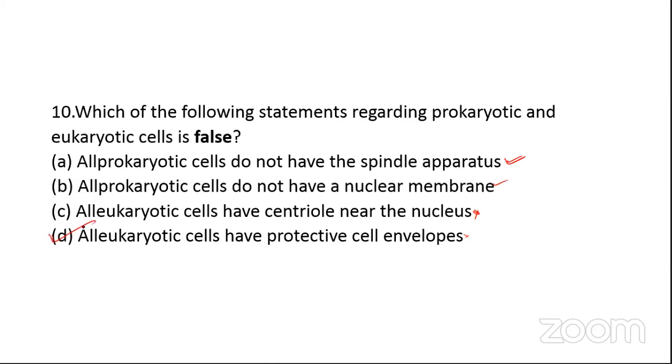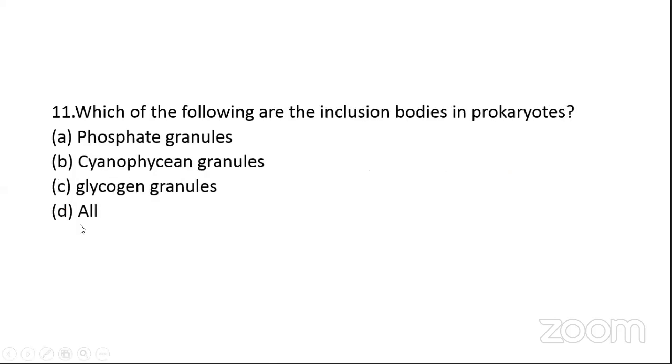So we go with the D. All eukaryotic cells have protective cell envelopes. They don't have cell envelopes. Cell envelope is found only in bacteria.